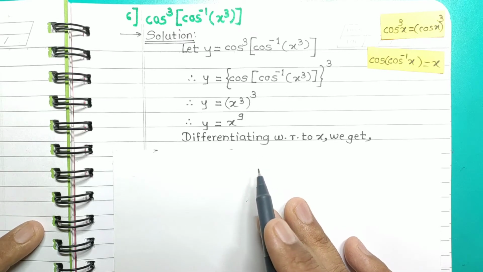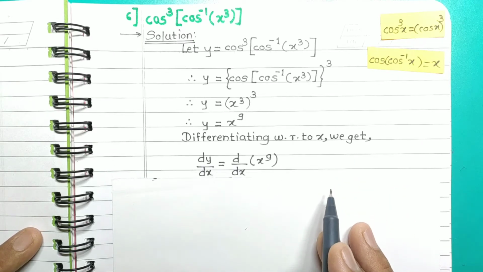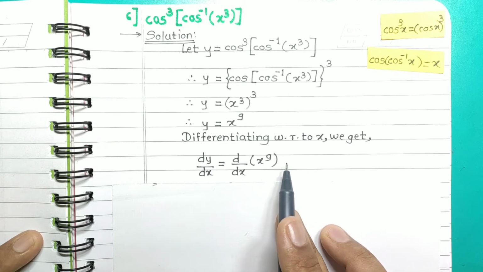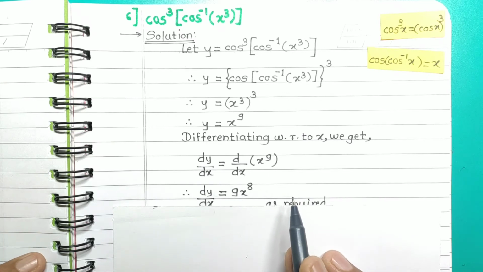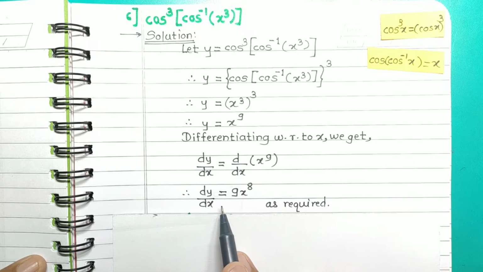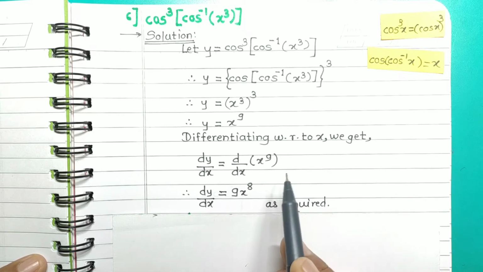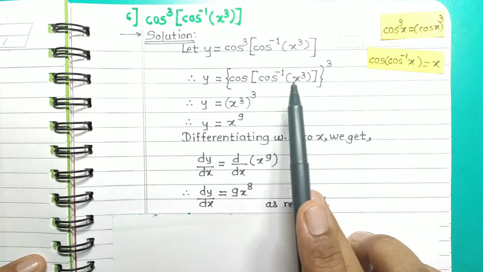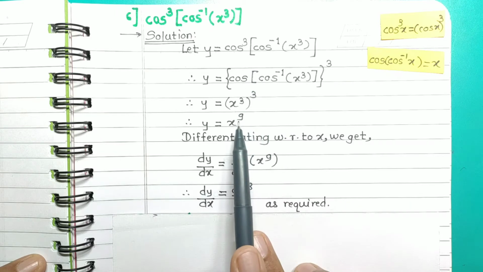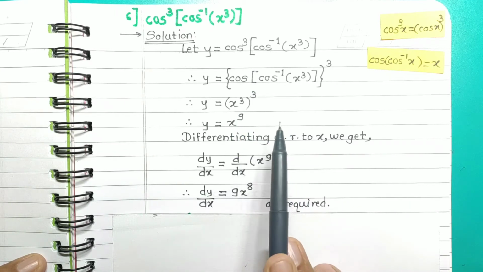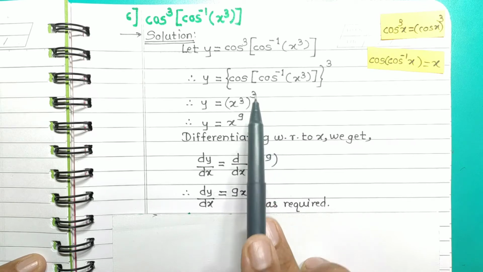Differentiating with respect to x, we get dy by dx is equal to d by dx of x raised to 9, and the derivative of x raised to 9 is 9x raised to 8 as the required derivative. So you note here how these properties are working, and we are getting a very simple function to differentiate. You keep in mind this trick.